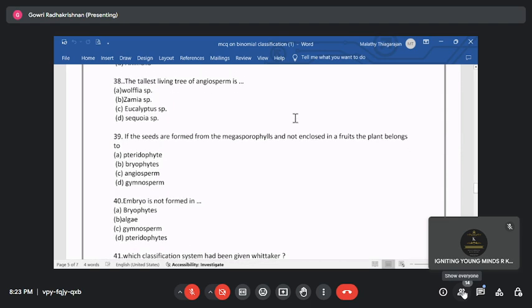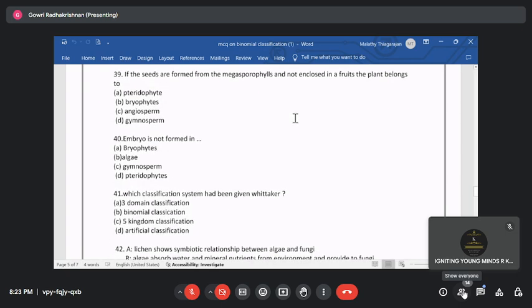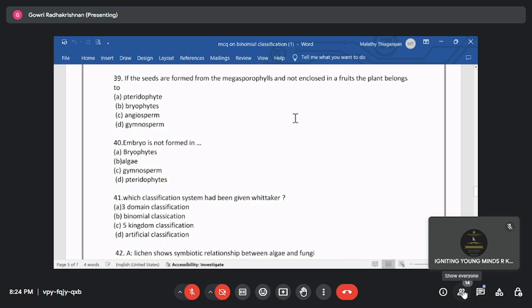Question number 38. The tallest living tree of angiosperm is? Eucalyptus. Yes, the angiosperm is eucalyptus. Some books say it is Australian eucalyptus. I am not very sure. You can just say eucalyptus. If the option is given like that, you can choose it. If the seeds are formed from the megasporophylls and not enclosed in the fruit, the plant belongs to? Gymnosperms, ma'am. Yes.